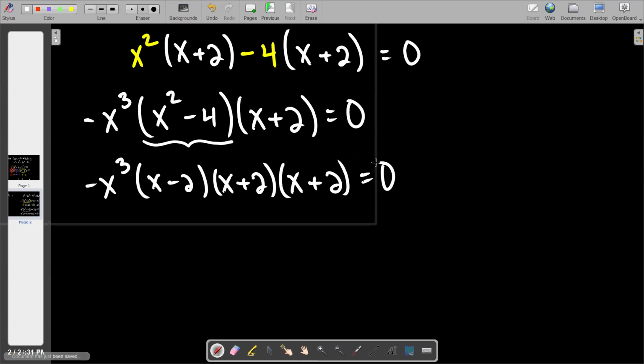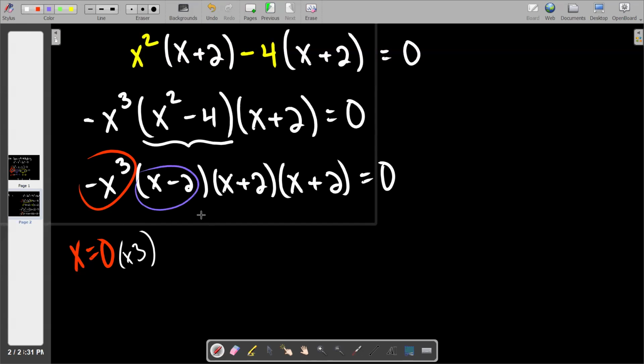I can see them. They're out there in the open. What am I going to get out of this red one? X equals 0, 3 times. He's a triple. How about purple? X equals negative 2. Purple. Plus 2. X equals 2.